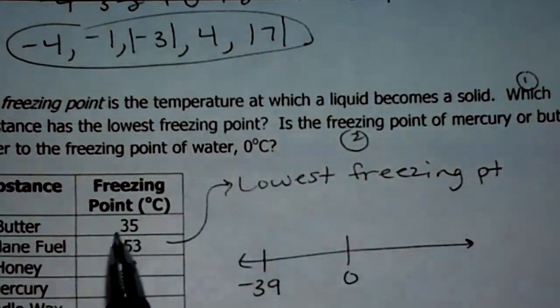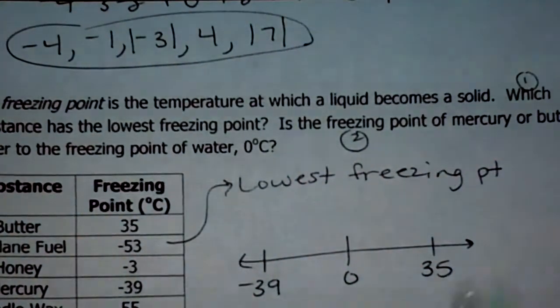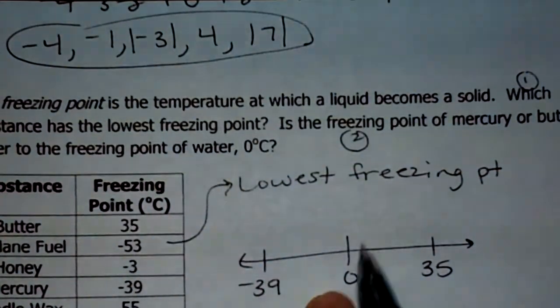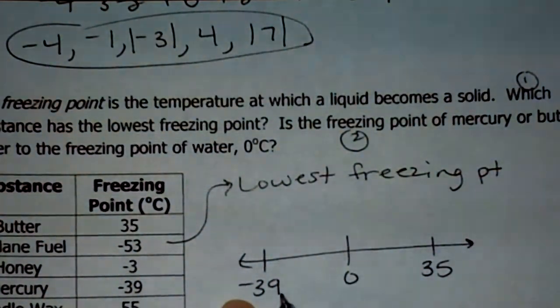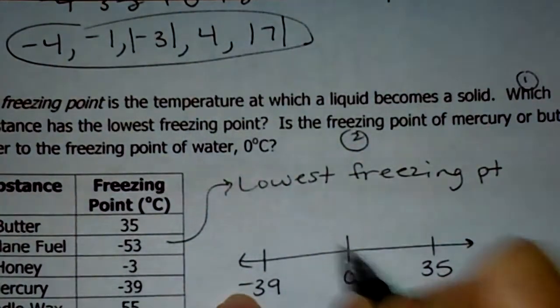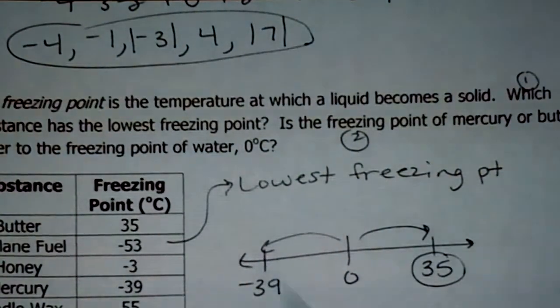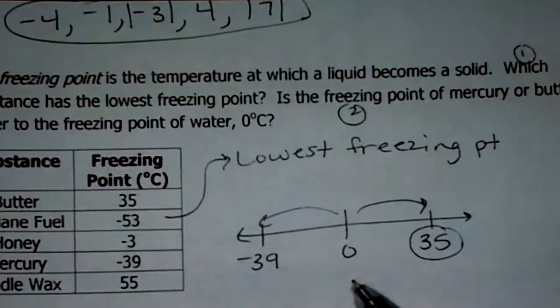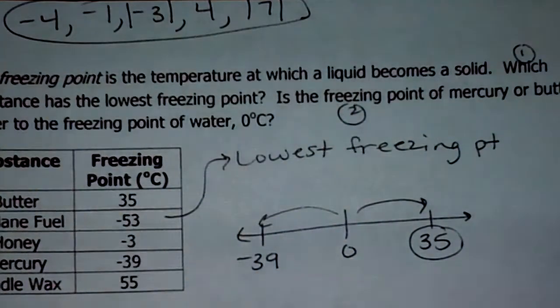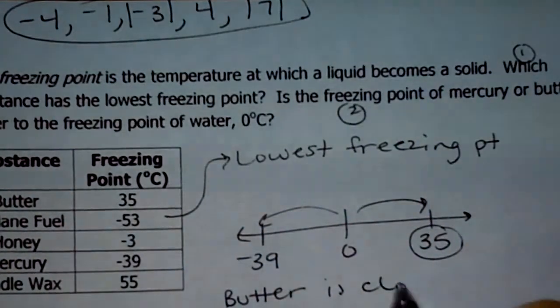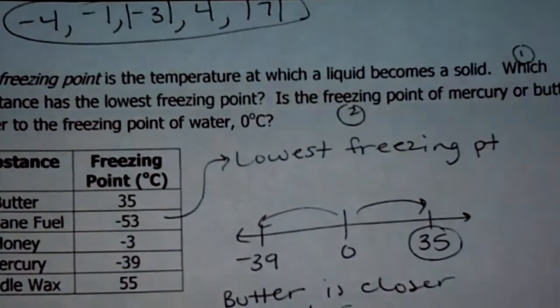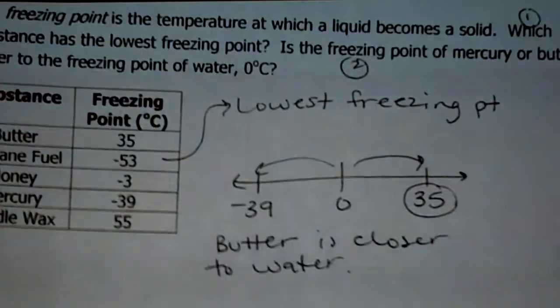So for butter, it's 35. So this is kind of like an absolute value question here because I'm asking you which one is closer to water. Well, this one, the negative 39, is 39 away, right? And this one's only 35 away. So 35 is closer, and 35 goes along with the butter. So we're going to say butter is closer to water. Although in real life I highly doubt that butter is similar to water, but its freezing point is closer.